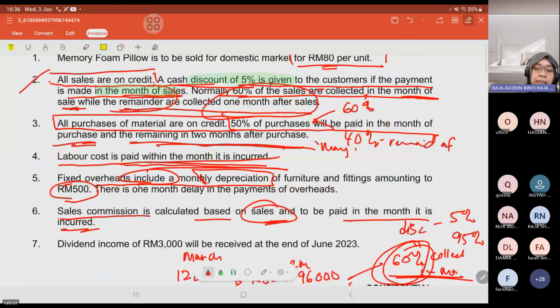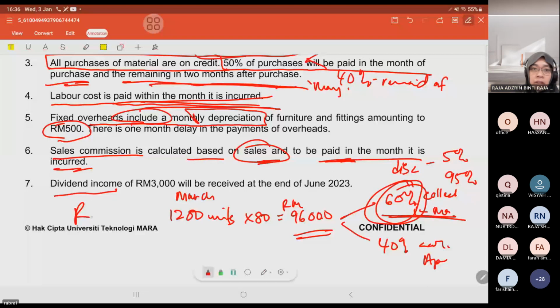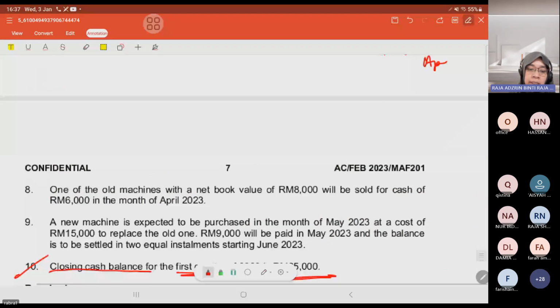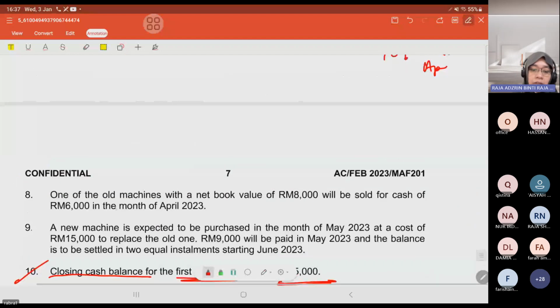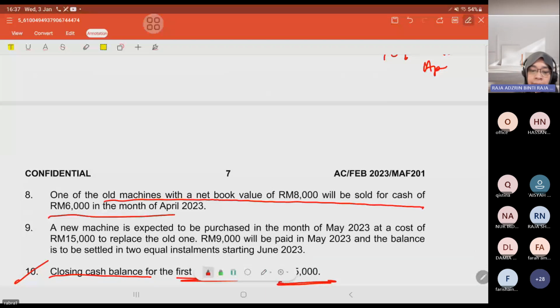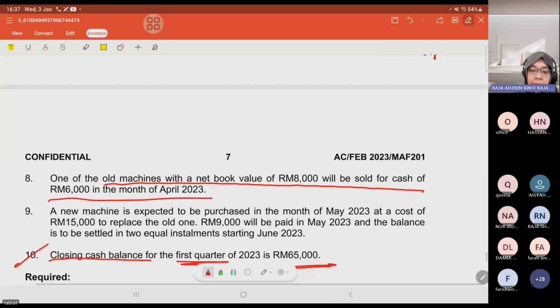And then dividend income. So income under receipt lah. This one is under receipt. So bila you buat receipt, 3,000 will be received at the end of June. So masa period June, masukkanlah 3,000. Then totalkan, ada lagi. Kemudian one of the old machine with a net book value of 8,000 will be sold for cash. Jadi amount mana yang you nak masukkan?